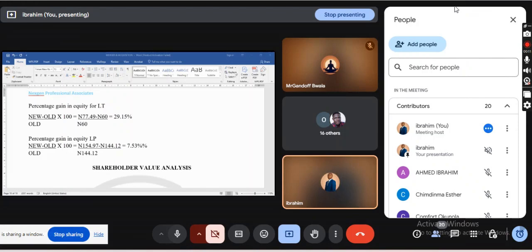In today's class, we shall look at shareholder value analysis. Shareholder value analysis is one of the techniques of valuation. Don't forget that free cash flow to the firm and to equity is a form of valuation.